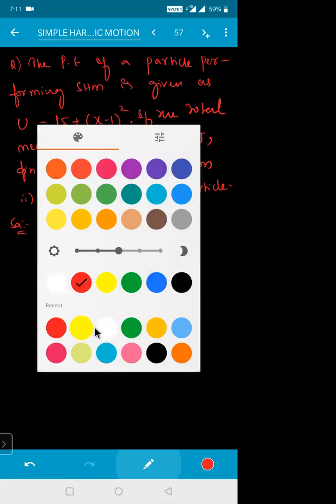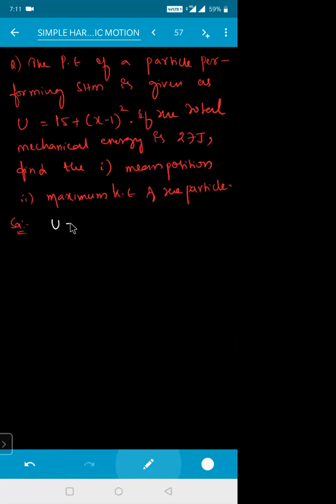So what is given for me? U equals 15 plus (x minus 1) whole square. Now U is a function of x, so I can calculate the force here. F equals minus of dU divided by dx. So that is equals to minus of d of 15 plus (x minus 1) whole square, divided by dx.